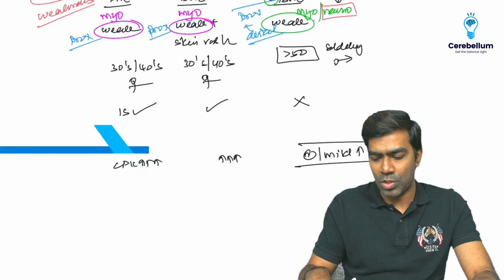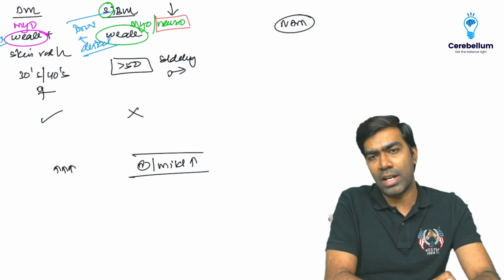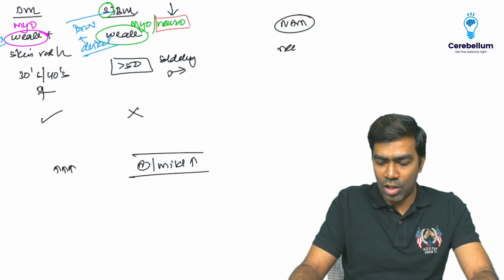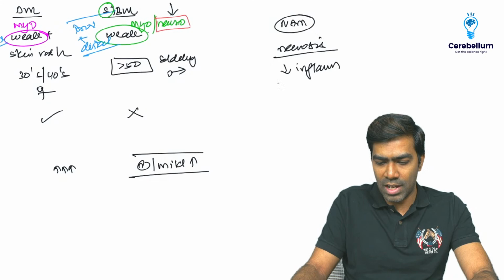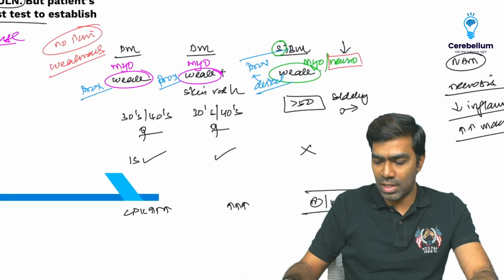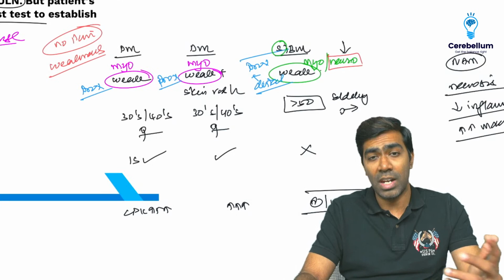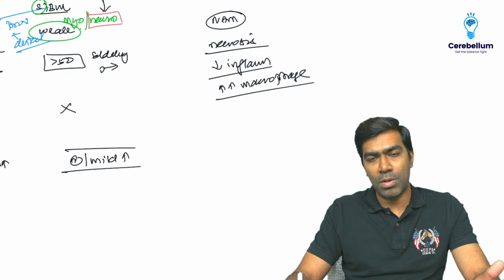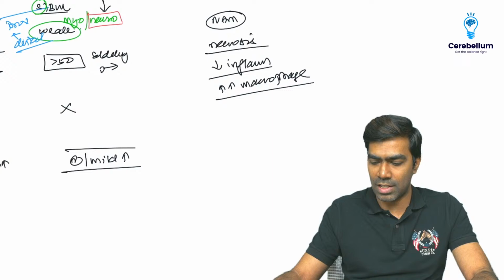Apart from that, there is a new emerging category called necrotizing autoimmune myopathy. Here you will see more of necrosis, less of inflammation, and more macrophage infiltration. In the routine idiopathic inflammatory myositis that we have discussed, you will see a lot of lymphocytes. That is what is characteristic, because it's inflammation, lymphocytes. But in necrotizing autoimmune myopathy, you're going to see more macrophage infiltration, fewer inflammatory cells, more necrosis.